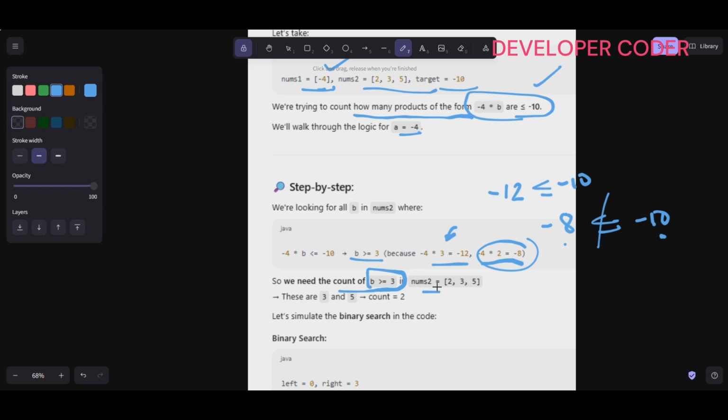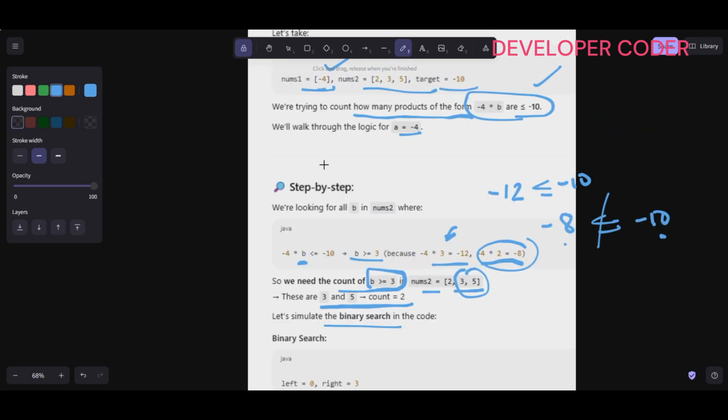So that is nothing but, in nums2, which is 2, 3, 5. Among them 3 and 5. So count of b, we need values bigger than or equal to 3, right? So these are 3 and 5, so the count is 2. Now let's simulate the binary search in the code for this one.